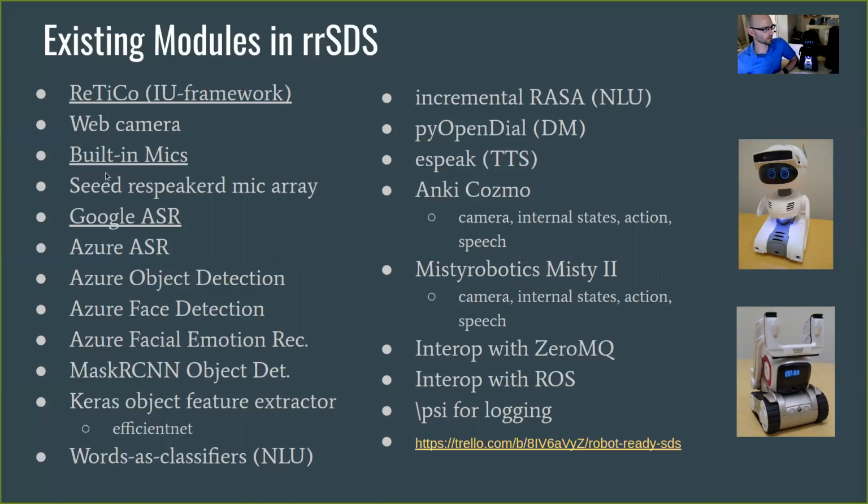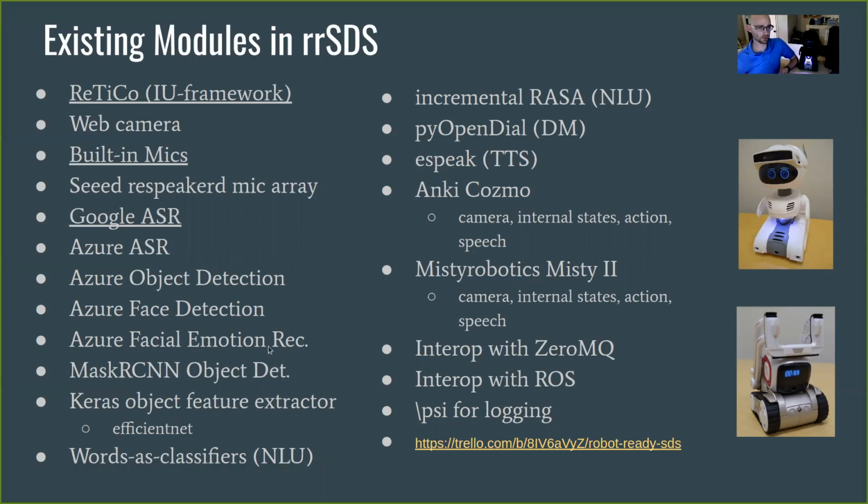We're leveraging them in our system. We also have a microphone array with 6 microphones on it, does point of arrival and can filter out unwanted noise. It's really nice. We have some cloud-based stuff like Azure ASR, object detection, face emotion detection, Mask R-CNN for object detection also, which is local and written in Python. We have Keras object feature extractor using EfficientNet or VGG19 or Inception v3 or whatever you'd like.